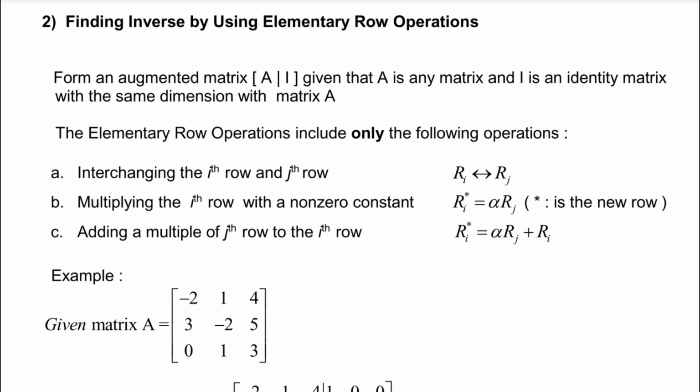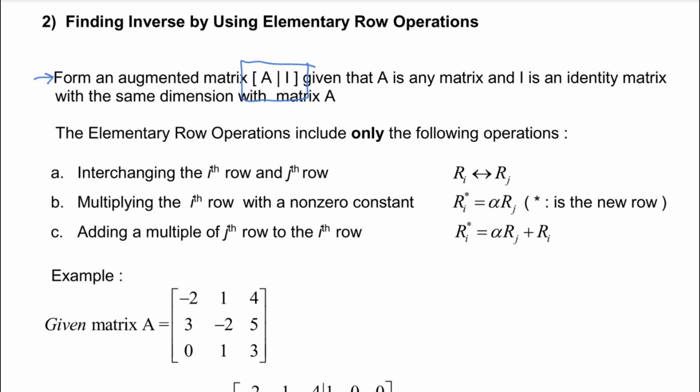Finding inverse by using elementary row operations. The first method on how to find the inverse of a matrix by using elementary row operations is you need to form an augmented matrix in this form, where A is the matrix that you want to find its inverse, and I is the identity matrix.